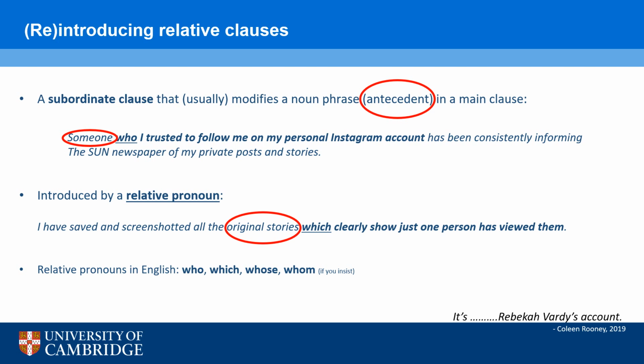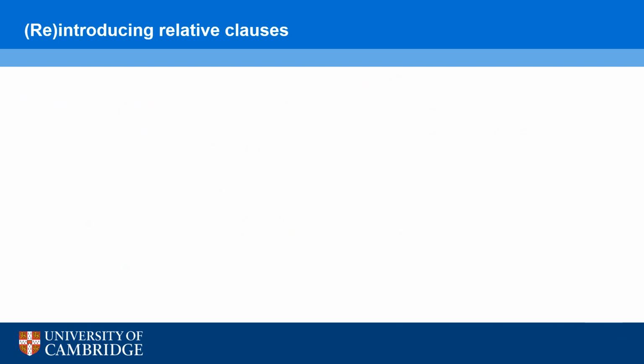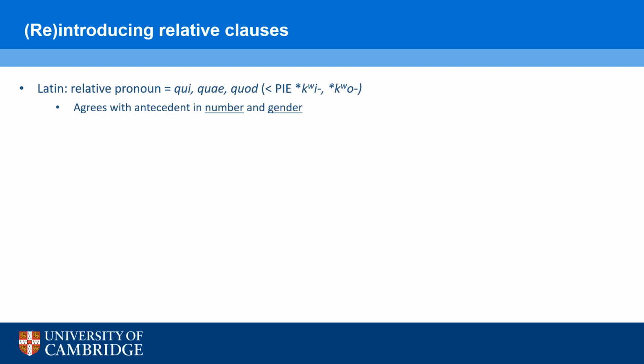Anyway, now we know what type of clause we're dealing with, let's take a look at some of the data from the daughter languages, starting with Latin. In Latin, your relative pronoun is qui, quae, quod, which comes from the Proto-Indo-European qui or qua. I'll treat these as basically the same throughout this lecture. And it agrees with the antecedent in number and gender.